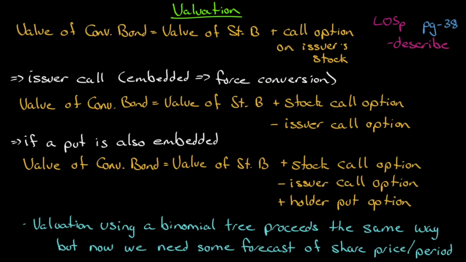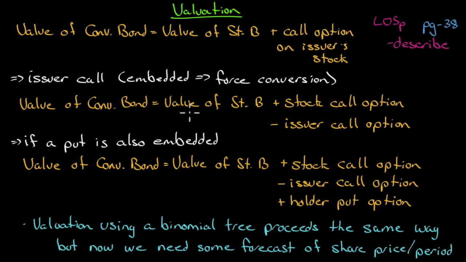All right, let's just take a brief look at valuation. We're not actually going to do any calculation. We just look at the process here. So the value of a convertible bond is the value of the straight bond plus a call option on the issuer stock. We already knew that. The issuer call, which is embedded. Every convertible bond has an issuer call option. It's called a forced conversion option, or it is to force conversion.